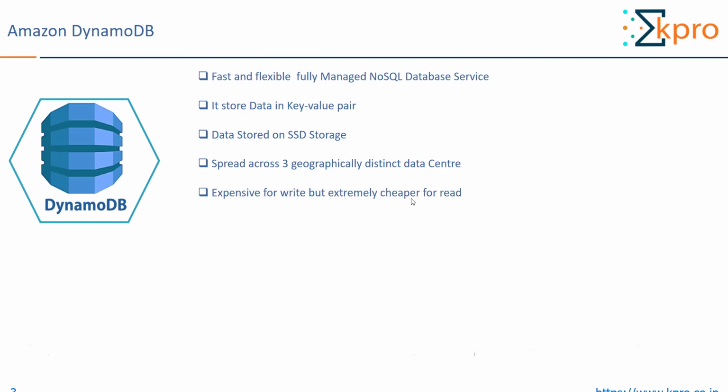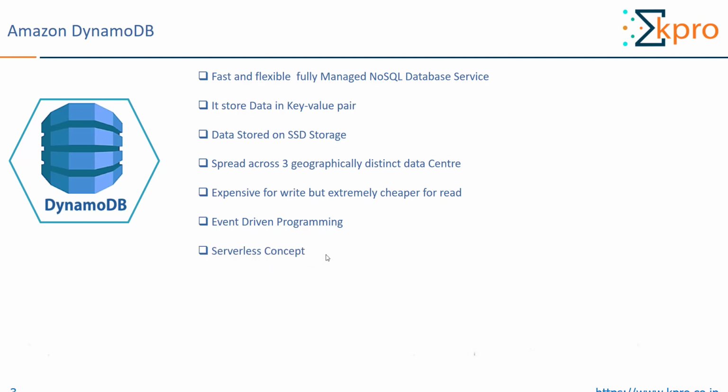Expensive for the write but extremely cheaper for the read. That comes with the read capacity unit and the write capacity unit. We will discuss in detail in subsequent class videos. Event-driven program: if something happens on a database, a developer writes code to create an event. We'll see what the exact meaning of an event-driven program is.